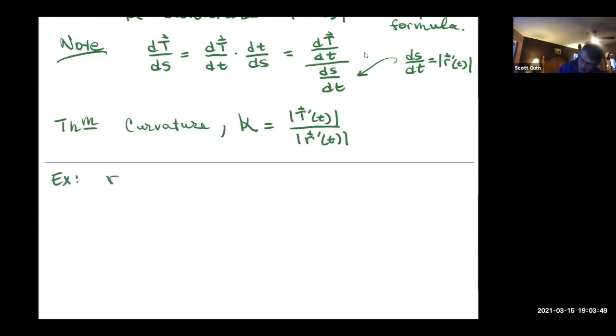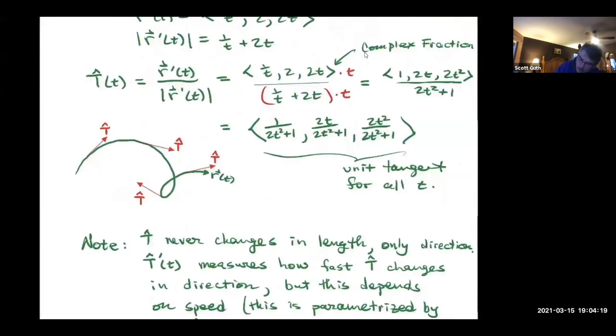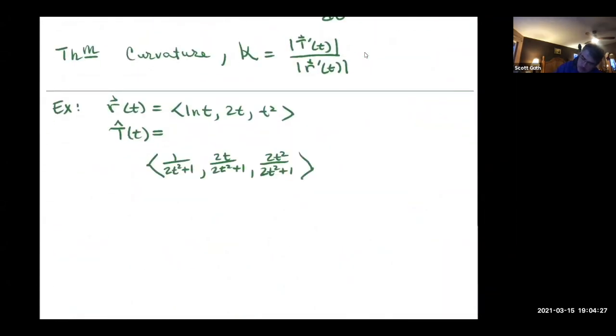So our r of t was natural log t, I think it's 2t and then t squared, right? Our T of t we've already done, and I think it was, you guys correct me if I'm wrong here. I guess I could just copy it down. That guy. Why would I write that mess again? Okay, so I'm just going to copy and paste that down. There.